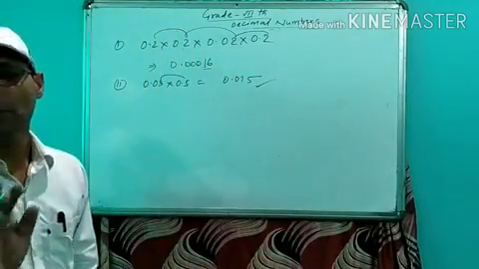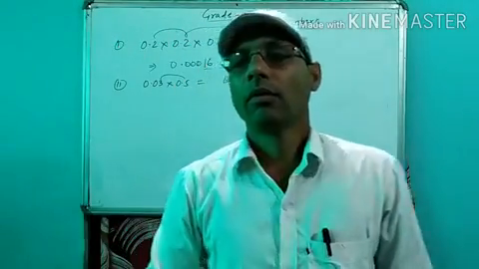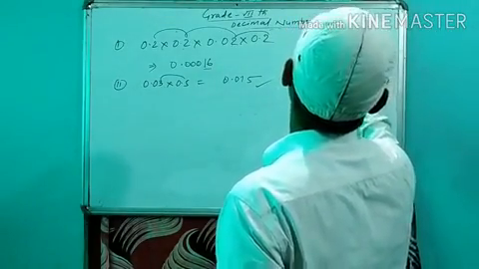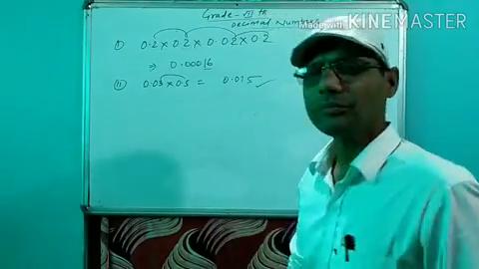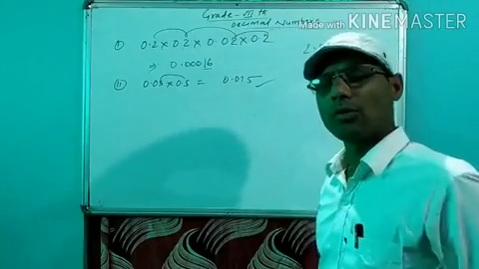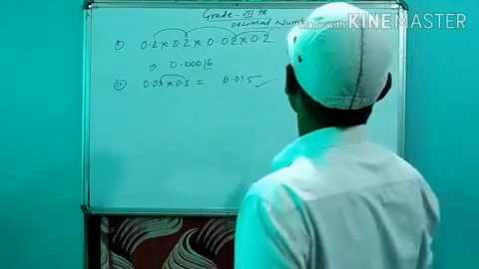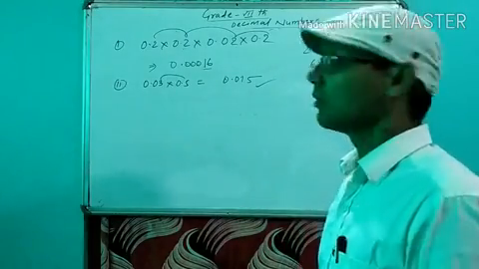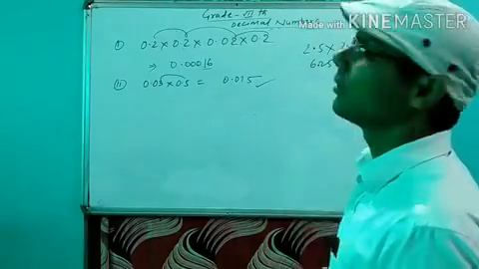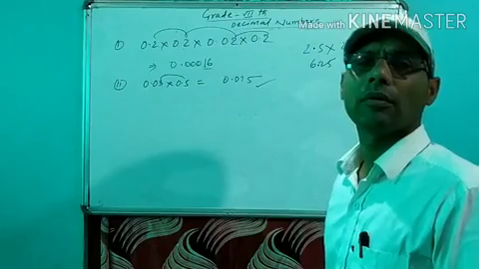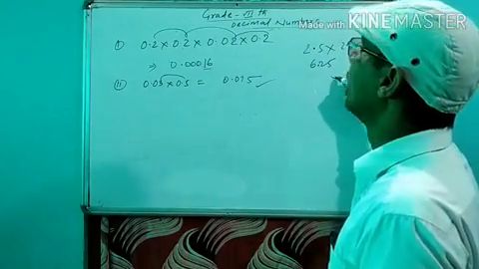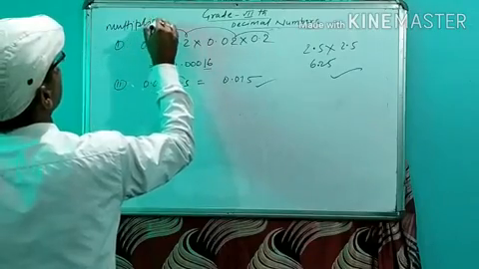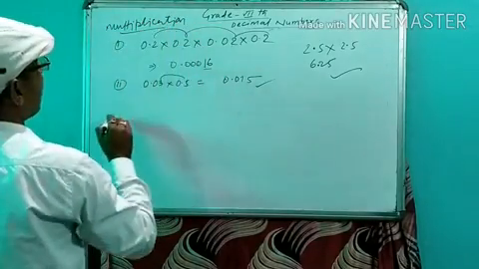This is the multiplication form of decimals. Take another number, 2.5 into 2.5. 25 into 25, you know, is 625. Now it is the turn to insert the decimal: 1, 2. Here it is 6.25. This is the case of multiplication. Now division.